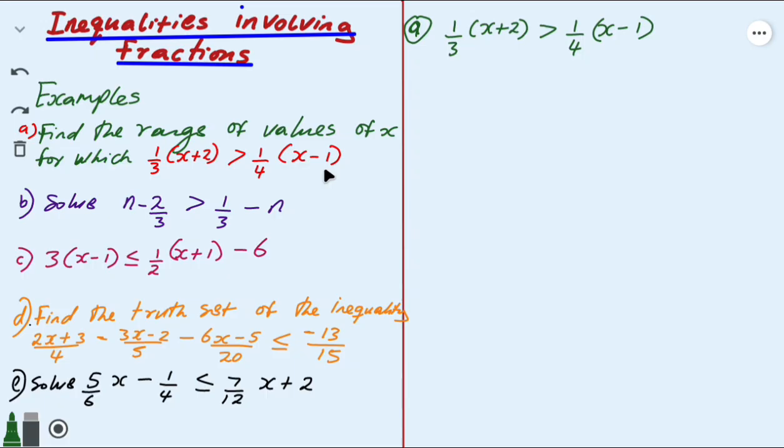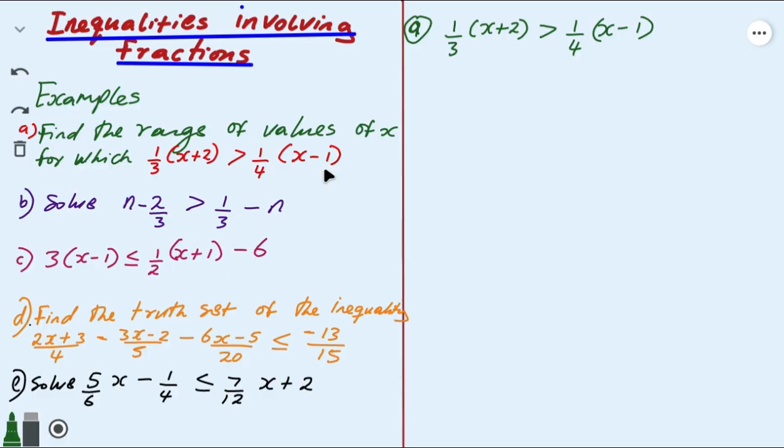So in today's class, we're going to continue with our topic on inequality. And today, I'm going to show you how to solve inequality involving fractions. But before we dive into the examples, I would like us to take note of the following steps.